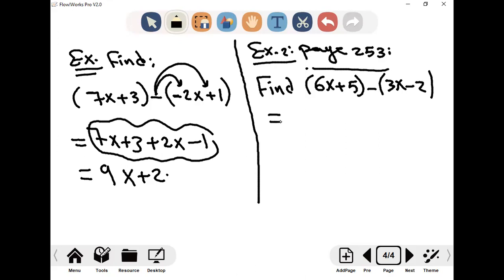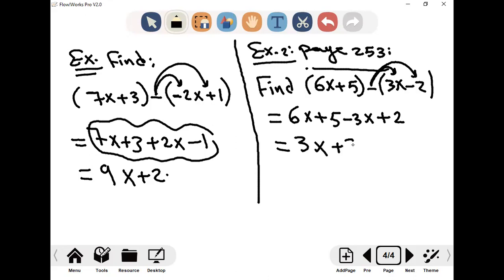So this is equal. The first parenthesis is the same. Second parenthesis, distribute the negative. Negative on 3x, it will be negative, and negative on negative 2. Now make your adding or subtracting depending on the signs, right? Now, 6x minus 3x, 5 plus 2. Done? Did you understand example 2?